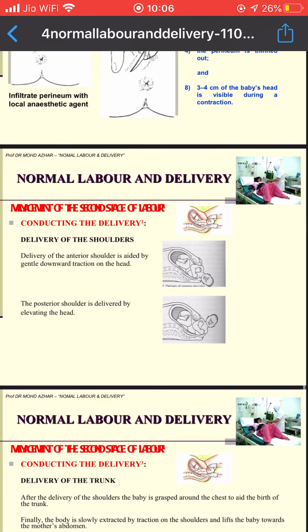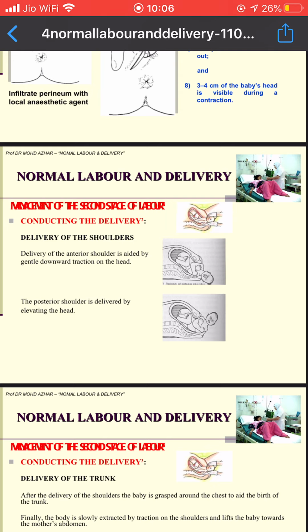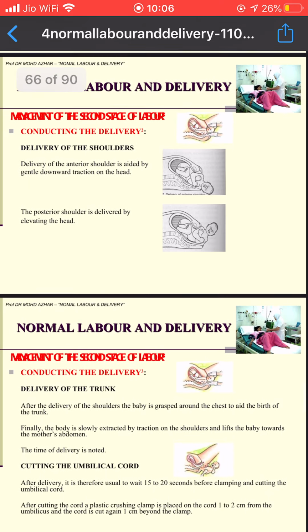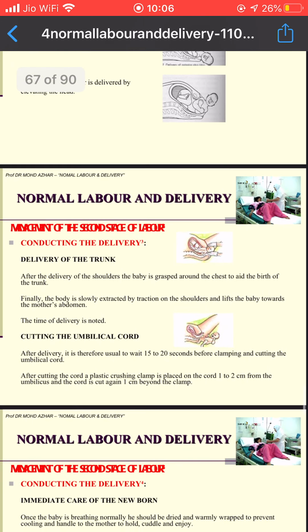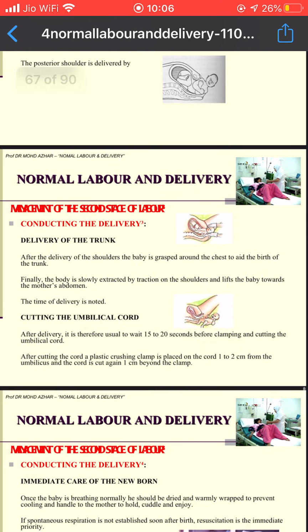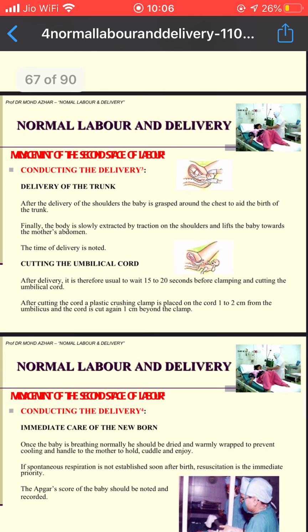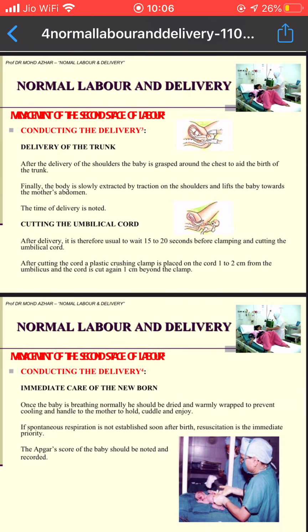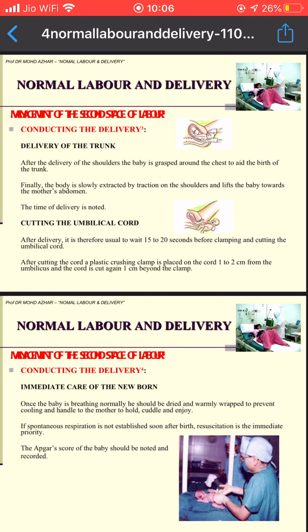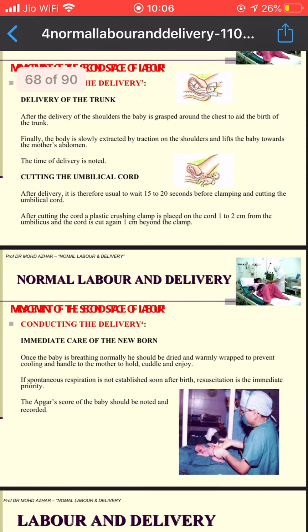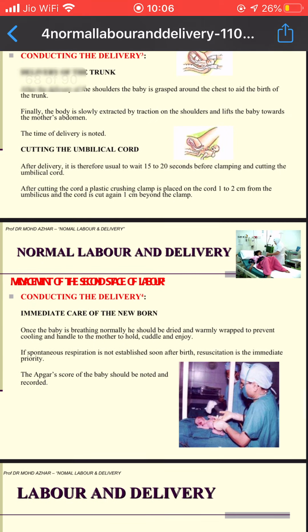Now, delivery of the shoulder. Delivery of the anterior shoulder is aided by gentle downward traction. The posterior shoulder is delivered by elevating the head. After the delivery of the shoulder, the baby is grasped around the chest to aid the birth of the trunk. Finally, the body is slowly extracted by traction on the shoulder and lifted towards the mother's abdomen. The time of delivery is noted.